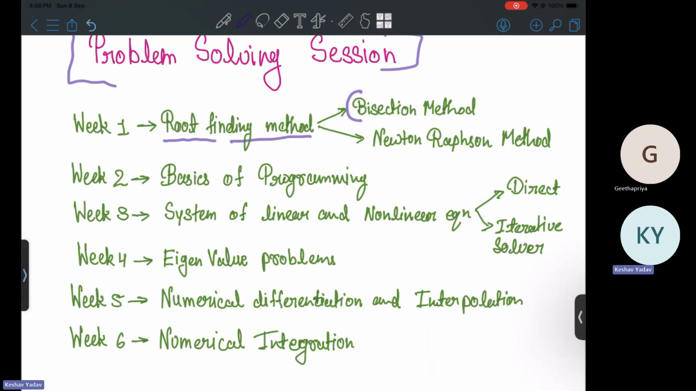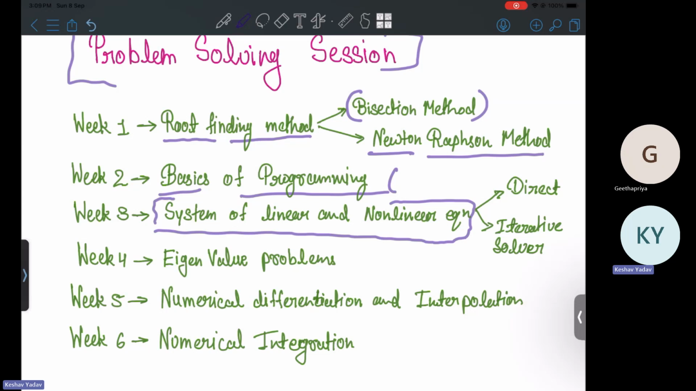Till now, in week 1 we have covered root finding methods. There we discussed the bisection method and the Newton-Raphson method. These were used to find the roots of an equation having one unknown. Then in week 2, basics of programming were discussed, meaning basic array operations and mathematical operations using Python.